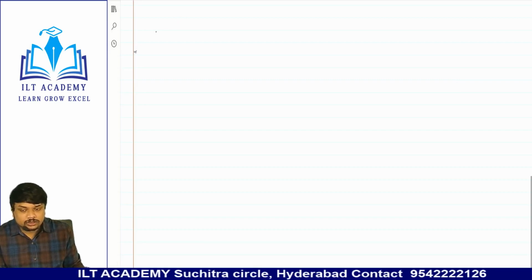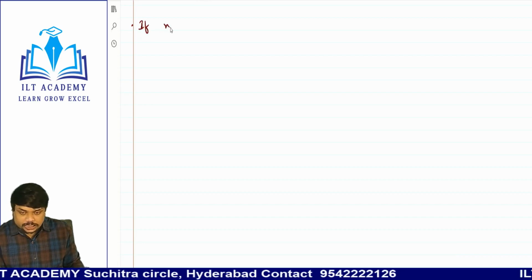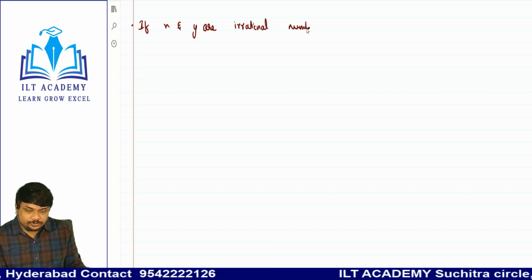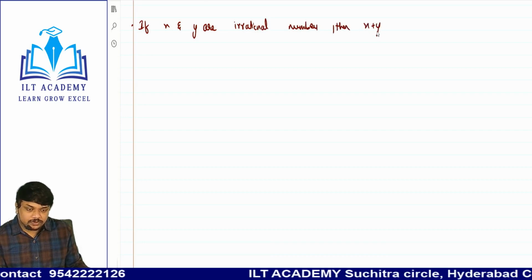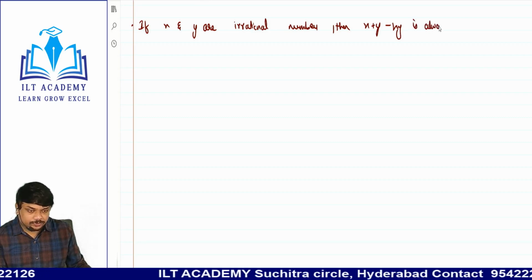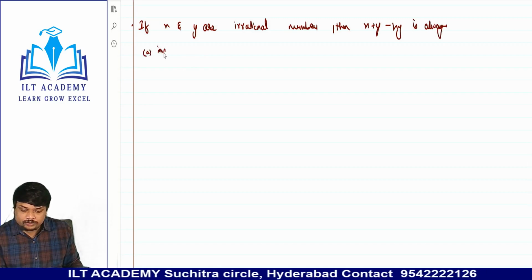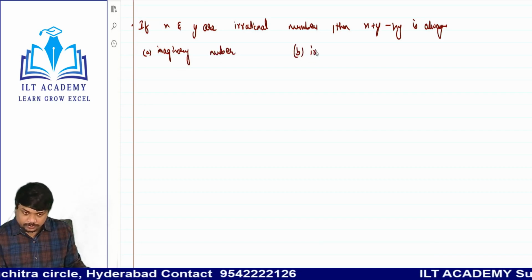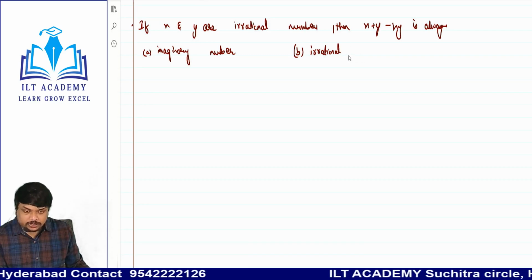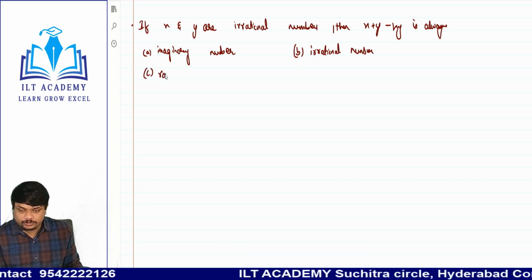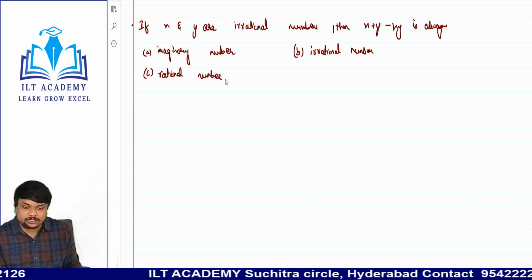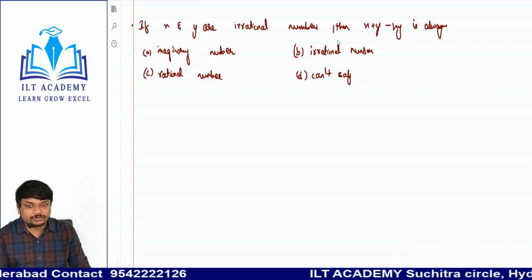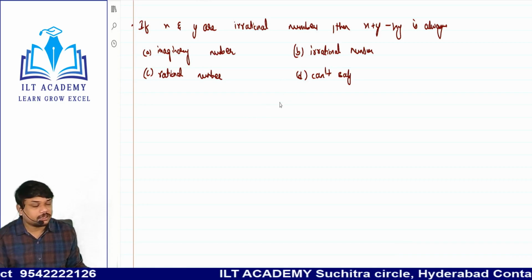Okay, now if x and y are irrational numbers, then x plus y minus xy is always an imaginary number, irrational number, rational number, or can't say. So it can be sometimes rational and sometimes it can be irrational.